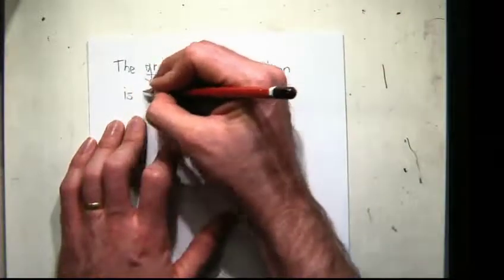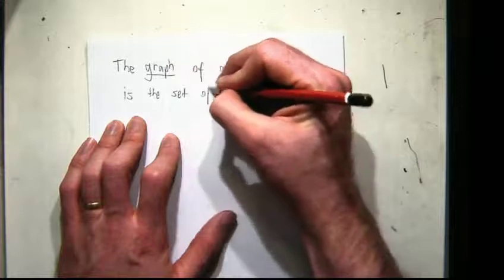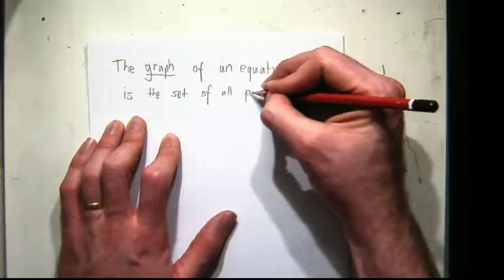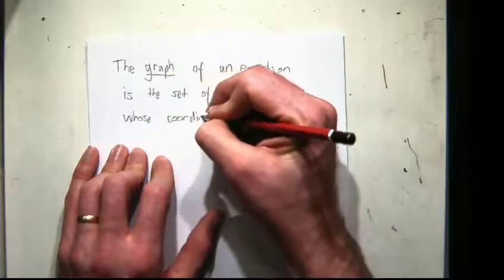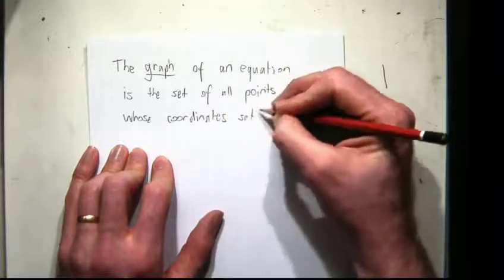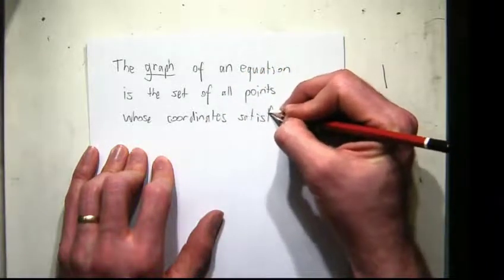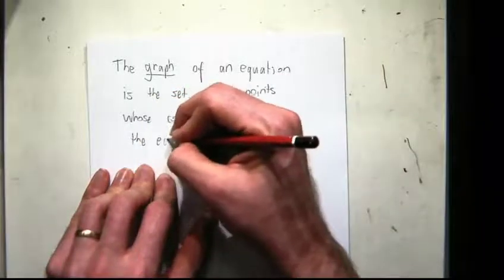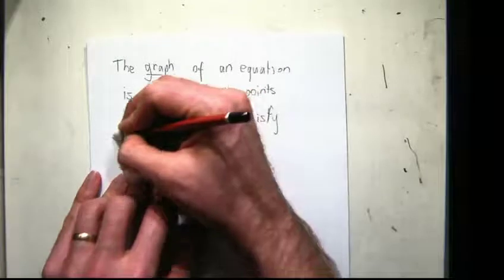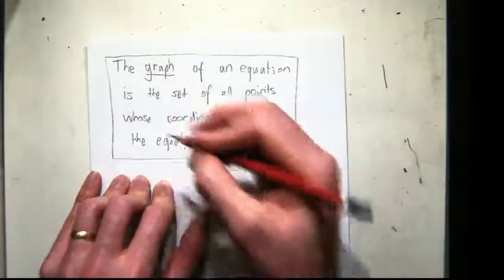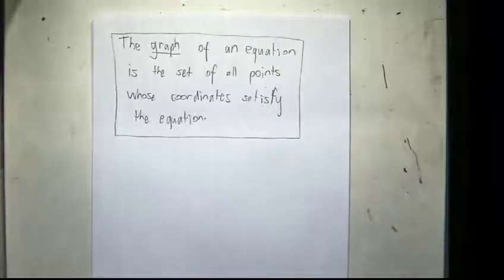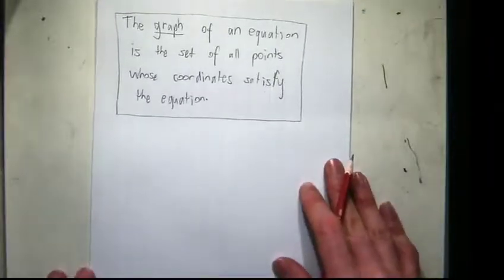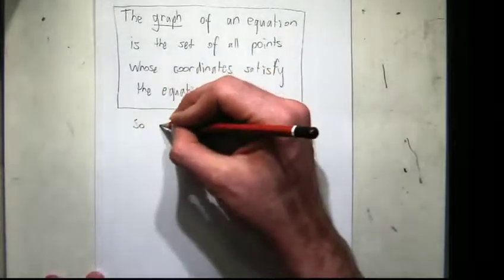The graph of an equation is a set of all the points whose coordinates satisfy the equation. That's what a graph is. What that means is that the equation gives you a rule for telling whether a point is part of the graph, part of the set or not.